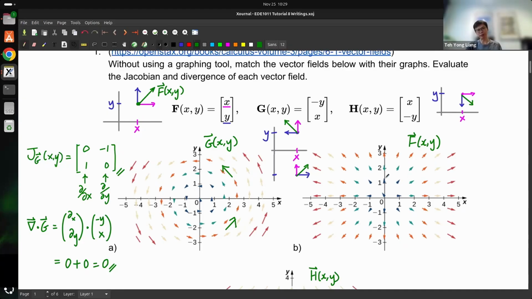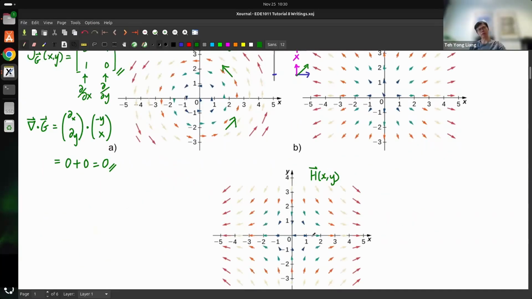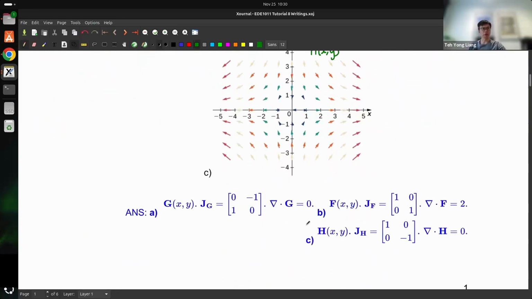For vector field F, the divergence will certainly be positive, because it's like expansion. We looked at such a field in the lecture before. Then for H, I'm not sure. This one you have to calculate, and of course the divergence will tell you. So that will be for question 1.